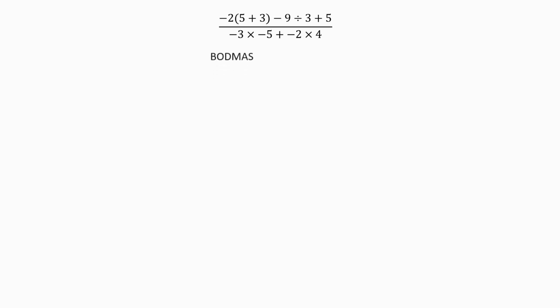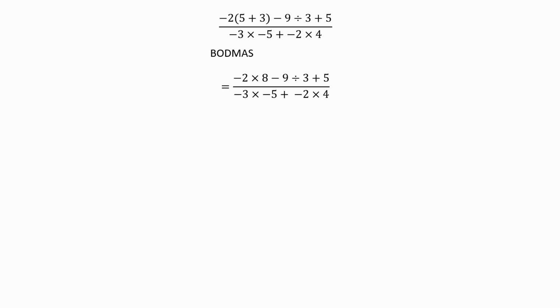So using BODMAS, the first set of operations that we should tackle is the brackets. And in brackets, we only have one bracket in our expression, which is 5 plus 3. And 5 plus 3 results to 8. So applying that, we have -2 times 8 minus 9 divided by 3 plus 5, all of it divided by -3 times -5 plus -2 times 4.